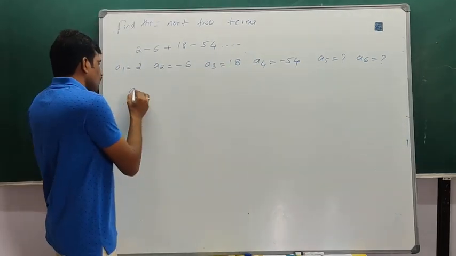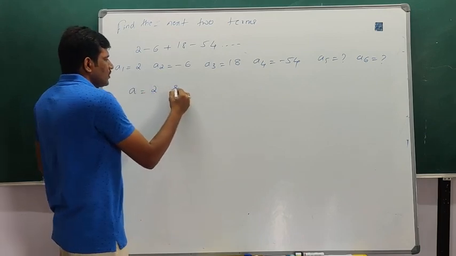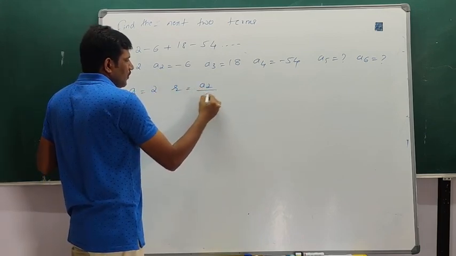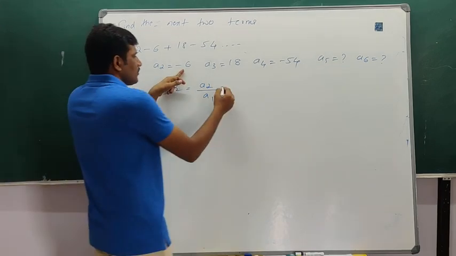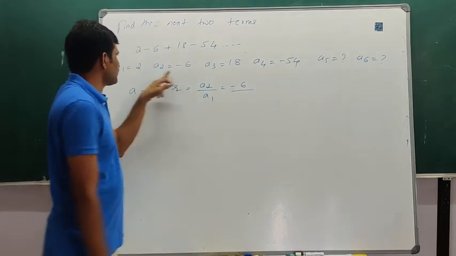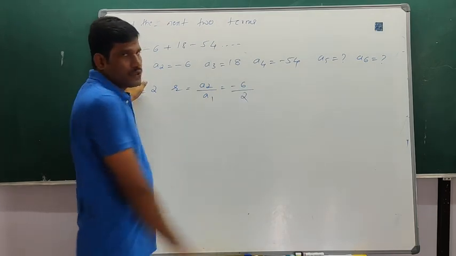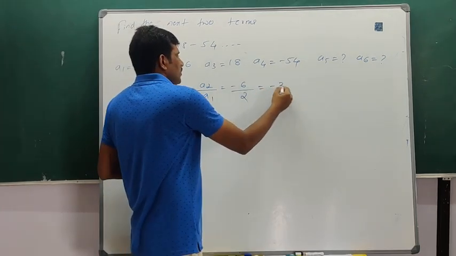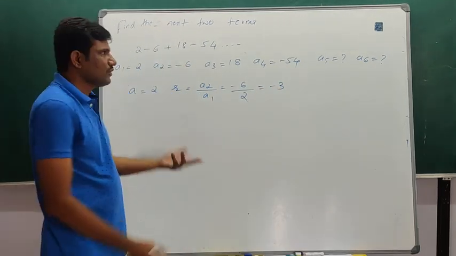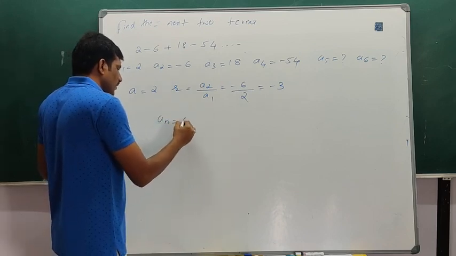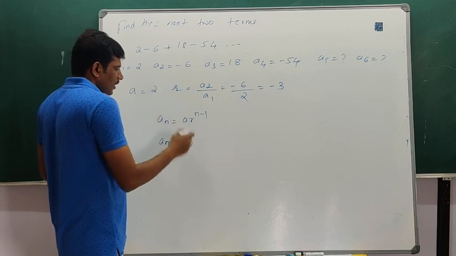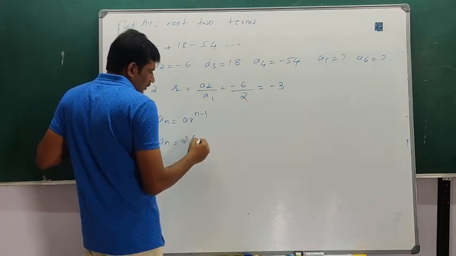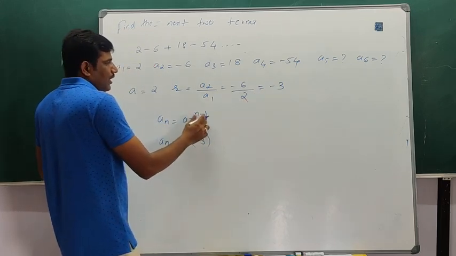So already we know the first term is 2. What is the common ratio? Second term divided by first term. The second term is minus 6, divided by the first term, which is 2. So what is the common ratio? Minus 3. Then use the formula. What is an? an equals a r raised to n minus 1. So an is a, which is 2, into r, which is minus 3, raised to n minus 1.